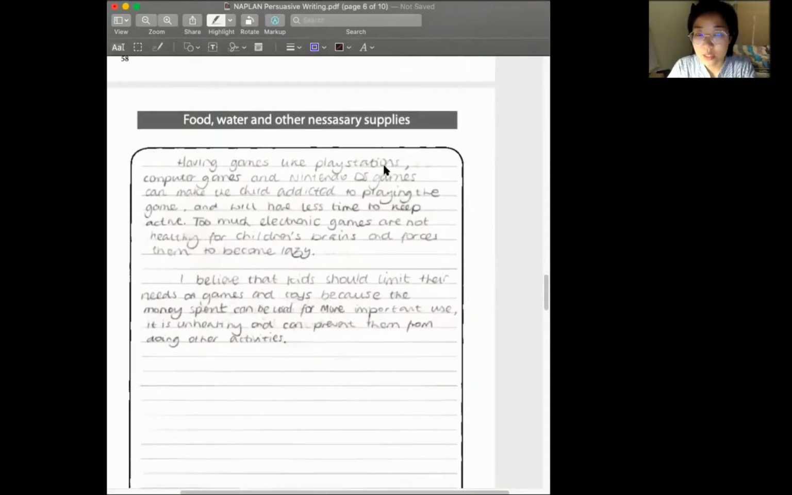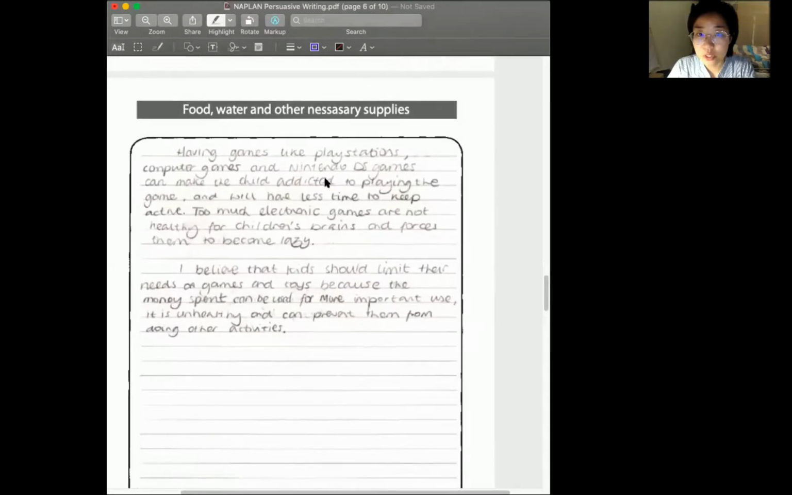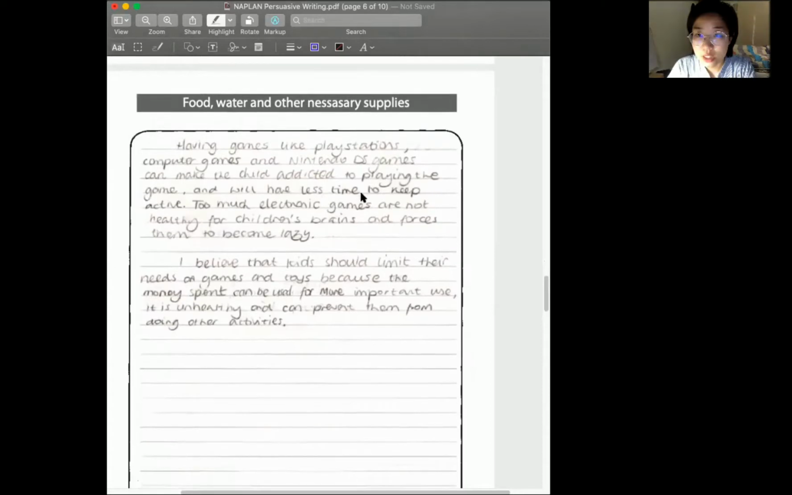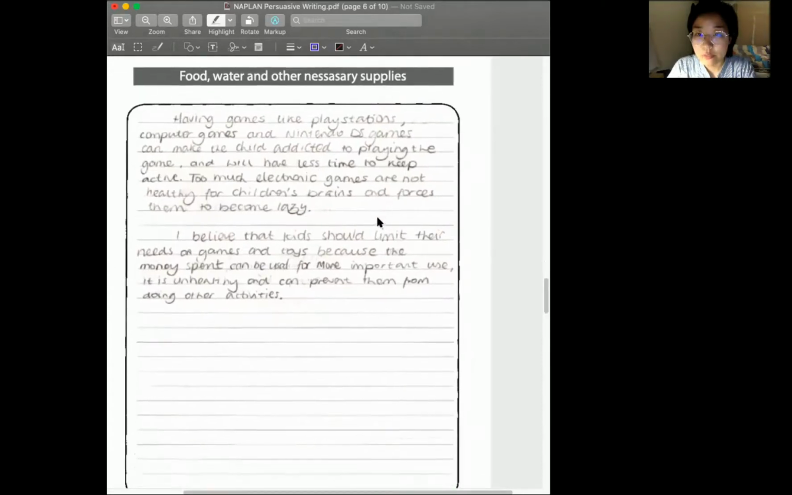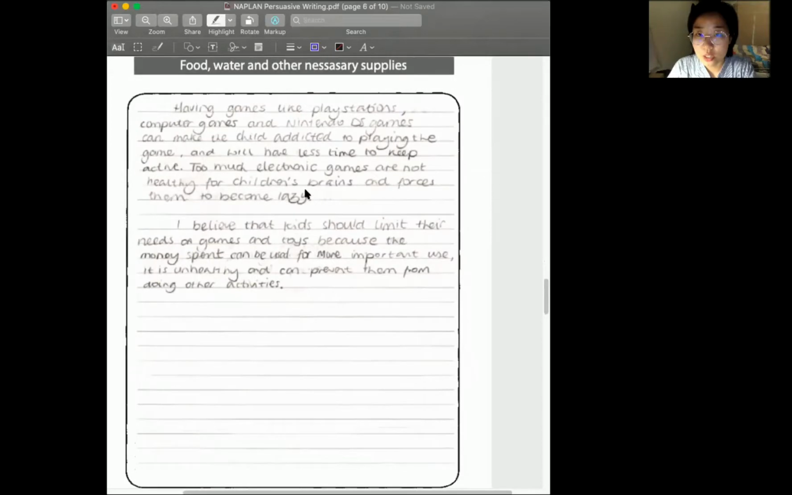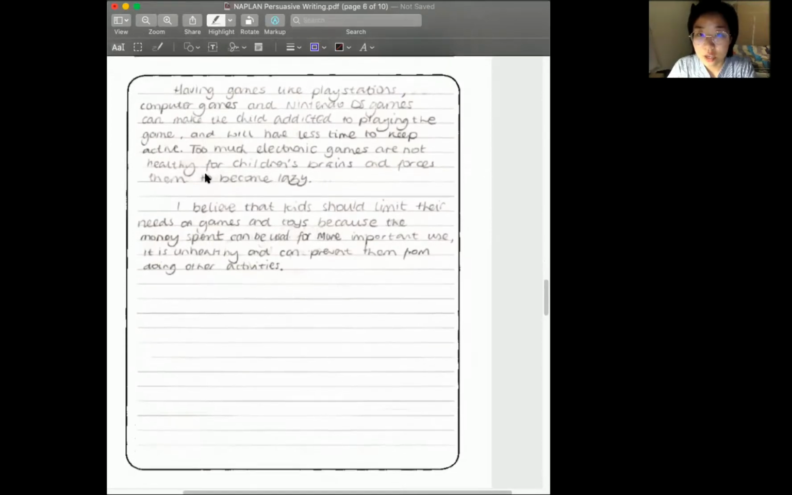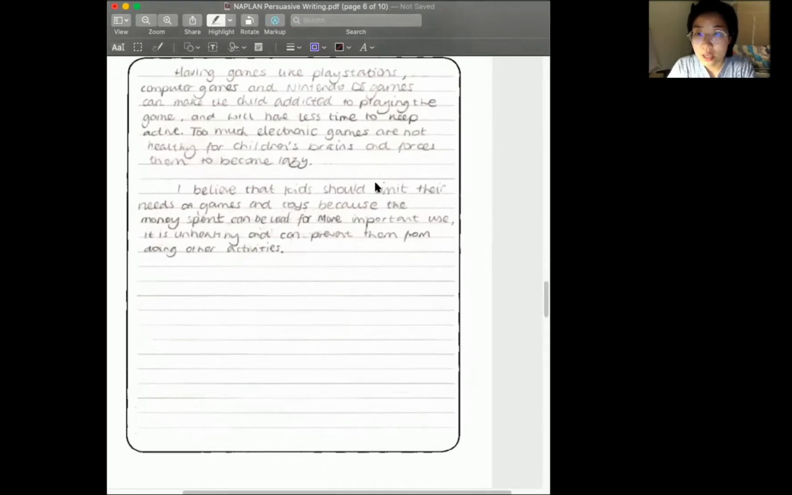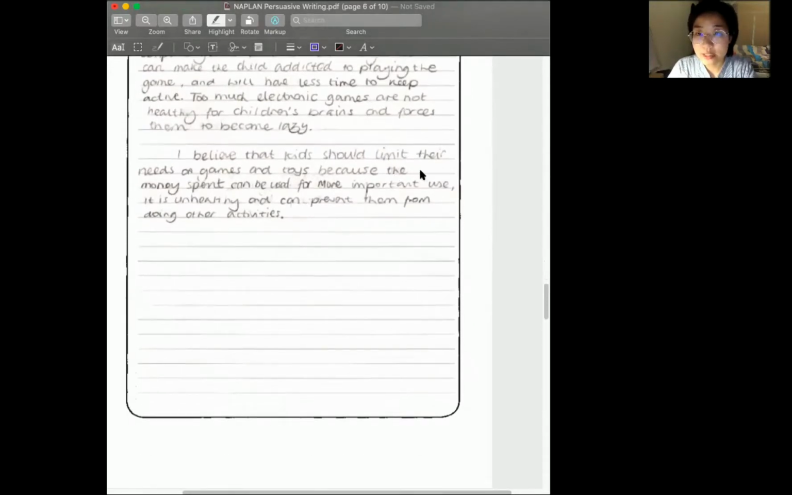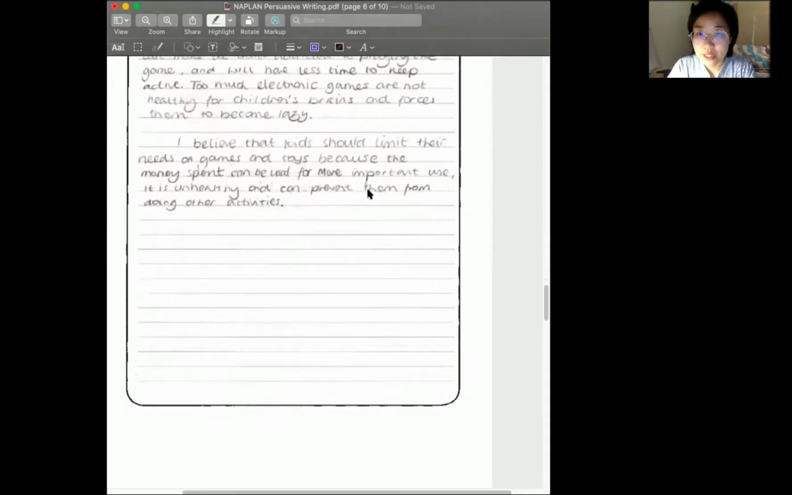Having games like PlayStation's computer games and Nintendo DS games can make the child addicted to playing the game and will have less time to keep active. Too much electronic games are not healthy for children's brain and forces them to become lazy. I believe that kids should limit their needs for games and toys because the money spent can be used for more important use. It is unhealthy and can prevent them from doing their activities.